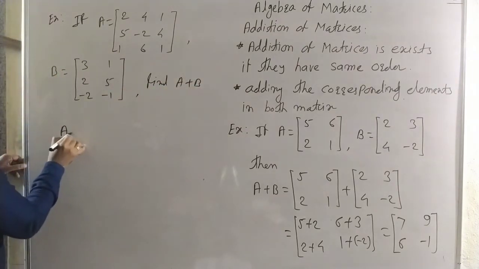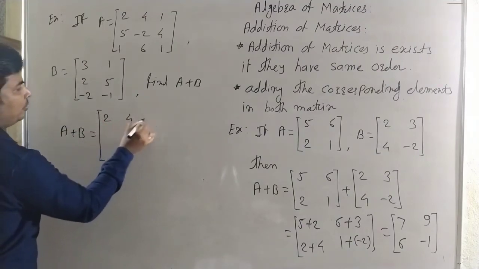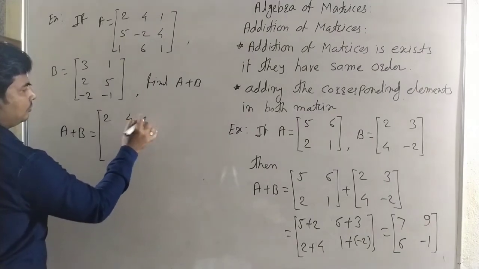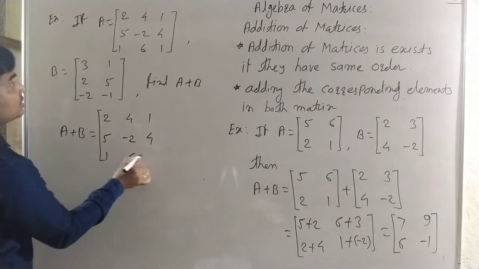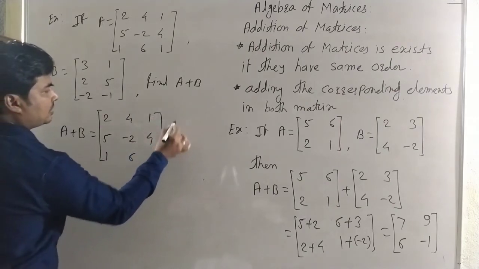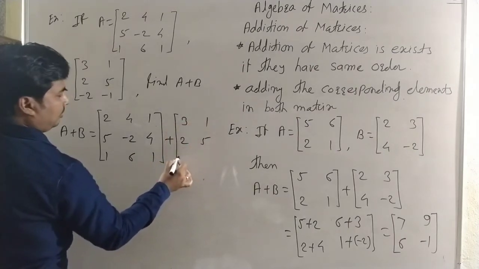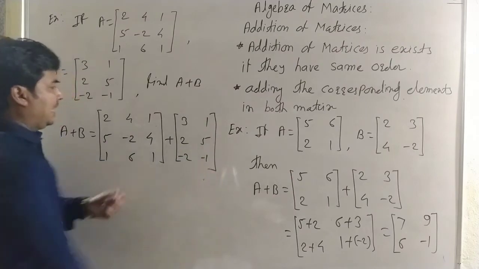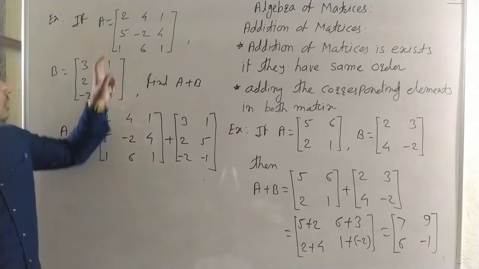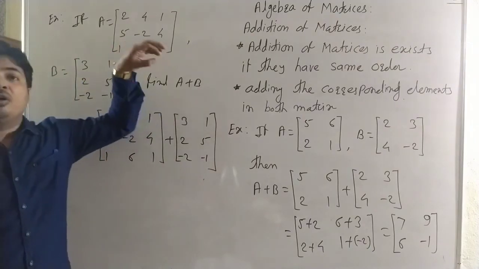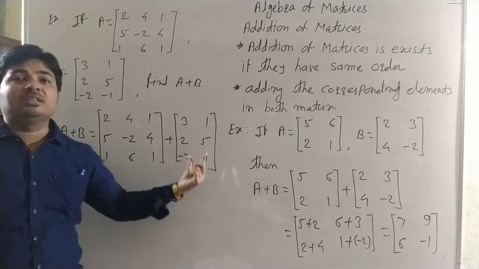Okay, therefore A plus B is [2 4 1; 5 minus 2 4; 1 6 1] plus [3 1; 2 5; minus 2 minus 1]. Okay, the addition of these two matrices does not exist. Why? Because matrix A and matrix B have different orders. One is 3 by 3 and the other is 3 by 2.